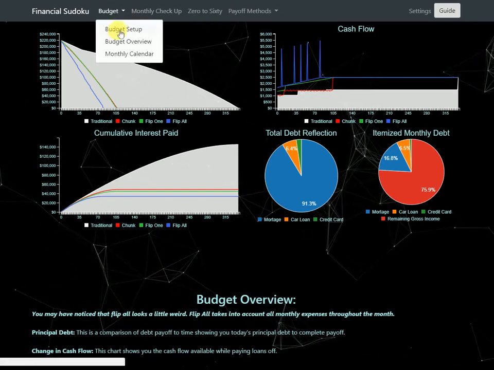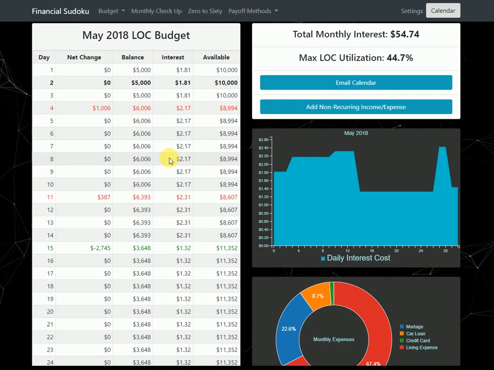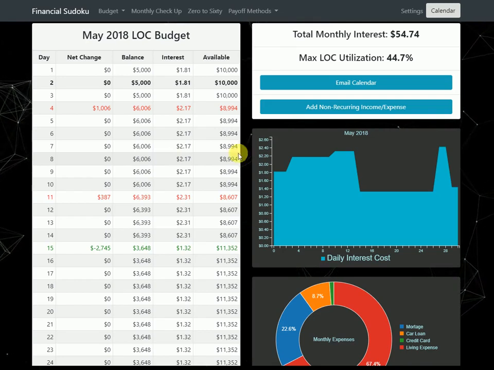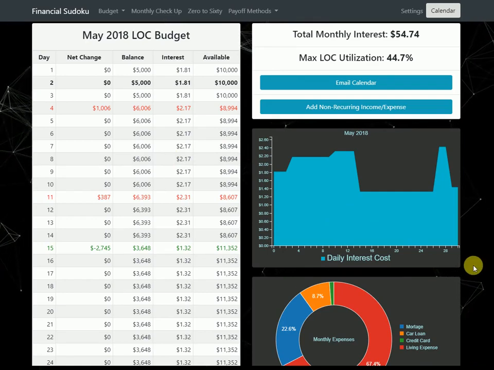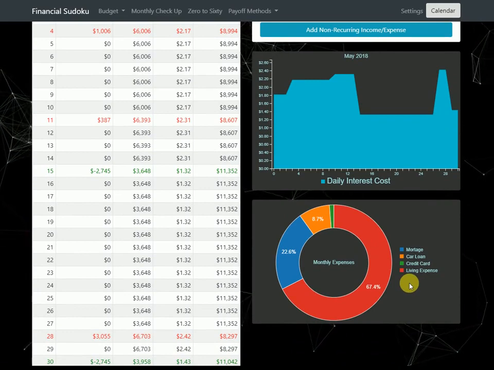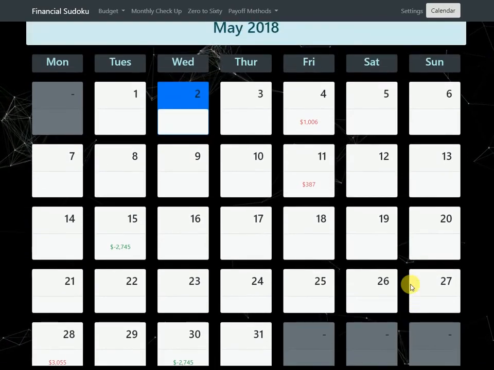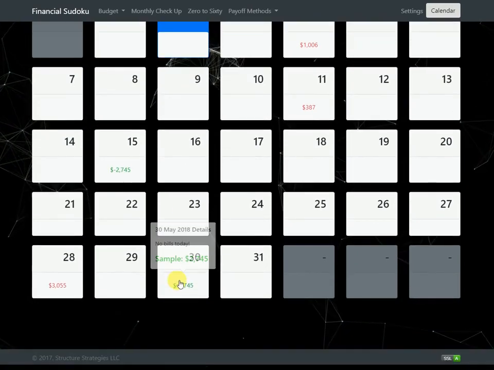We're going to move right on to the monthly calendar. In the monthly calendar, we have our lock budget on the left side, a table that shows you the change and the interest that you're going to get charged per day based on your budget. And then on the right side, we have a chart that shows you how the daily interest is changing throughout the month. And then we have a simple budget breakdown showing you what percentage of your gross income each bill takes up. Scrolling down, we have a calendar that shows you what's being paid on what day and what the overall net change is going to be.